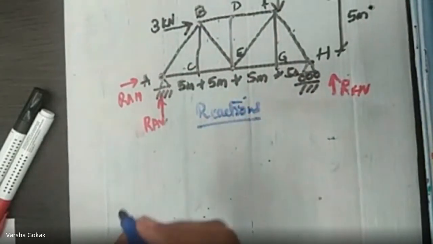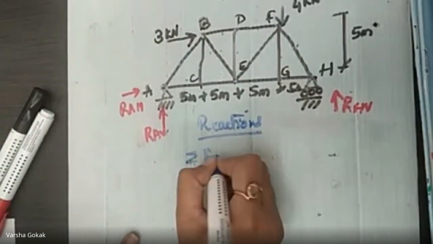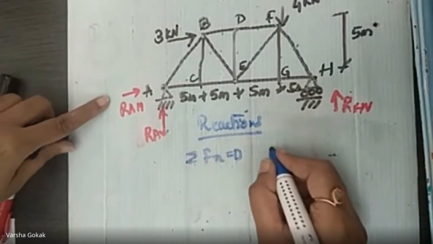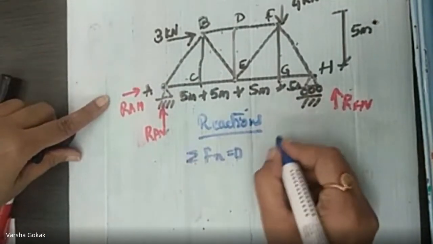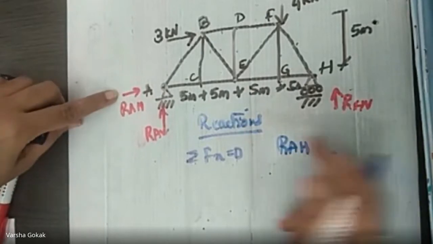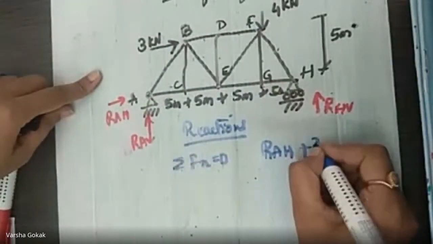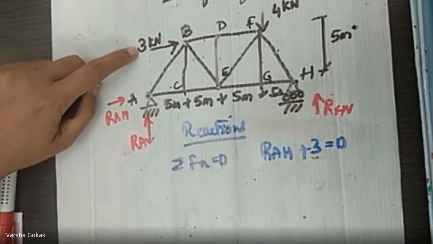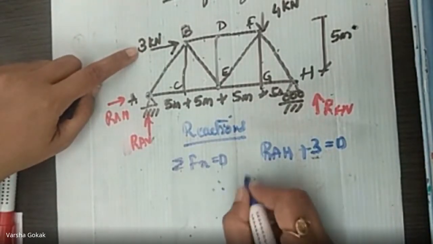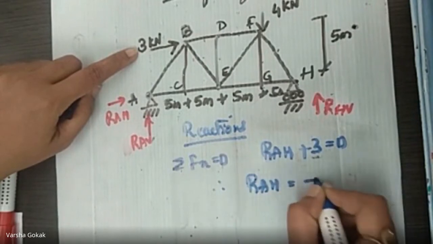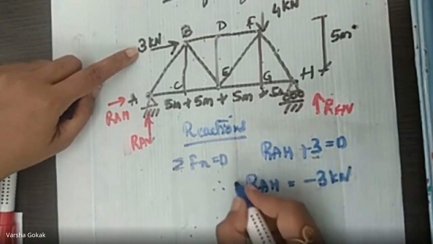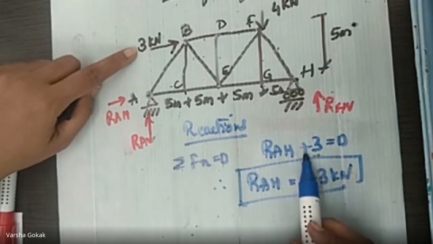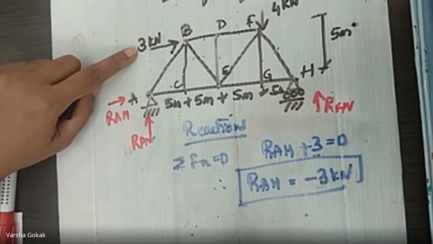To find the reactions, we'll use summation Fx equal to 0. So I have RAH, this force, and I have plus 3 equal to 0. Correct? There is one equation, one horizontal force. Therefore, what is the value of RAH? RAH becomes equal to minus 3 kilonewtons. RAH goes the other way, it becomes minus 3 kilonewton.